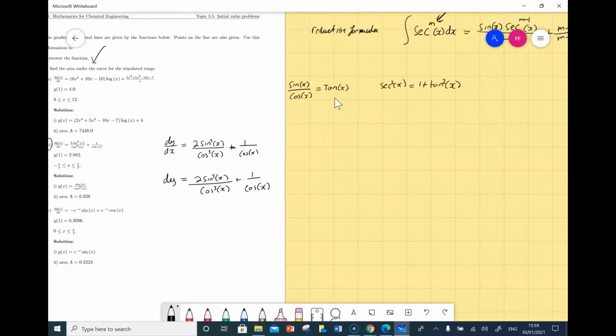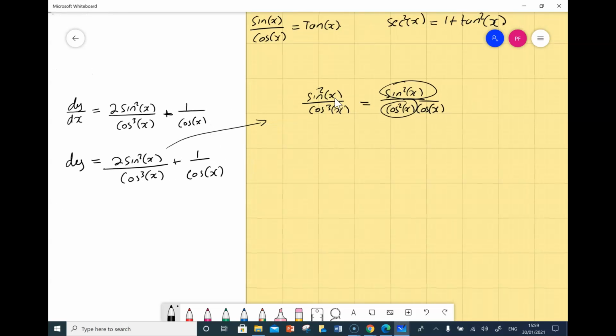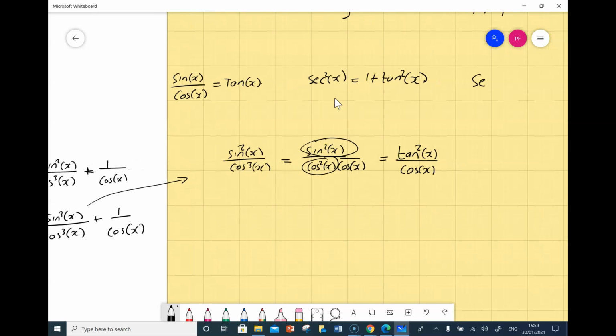Okay, so first thing here is we've got our sine squared x over cos cubed x. So we're going to rewrite that. I can rewrite that as sine squared x over cos squared x times cos x. All I did was break my cos cubed into cos squared by cos. Sine squared x over cos squared x is tan squared of x, over cos x. Now, if I've got a cos x underneath the line, another formula from our tables tells me that sec of x is the same as 1 over cos of x. So that can be exchanged for a sec of x, and it'll be tan squared x times sec of x.